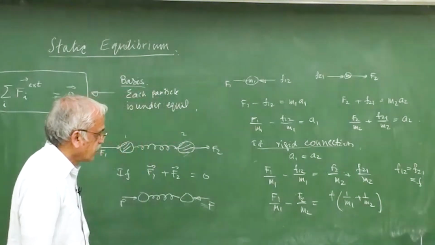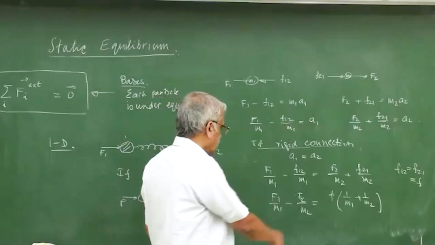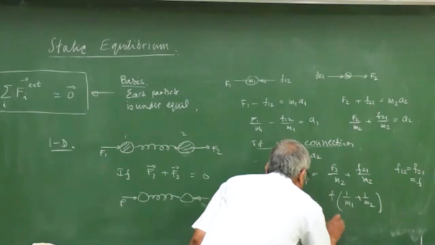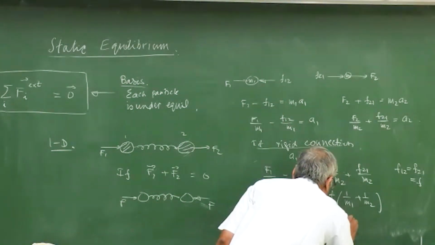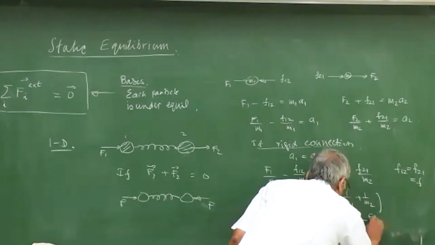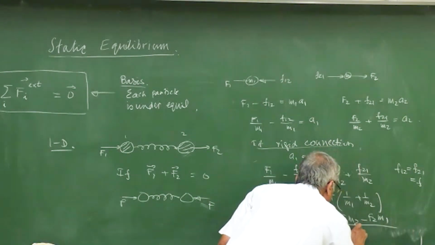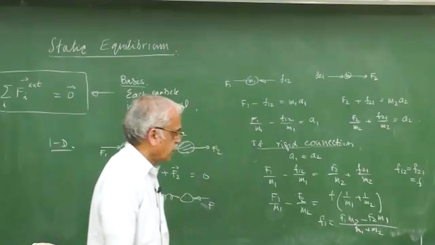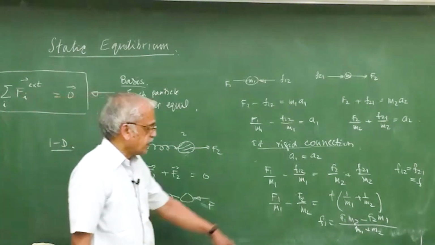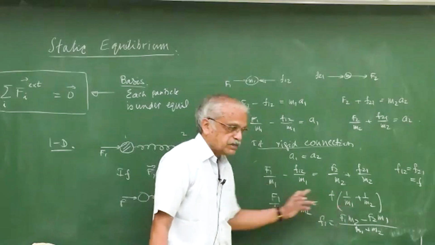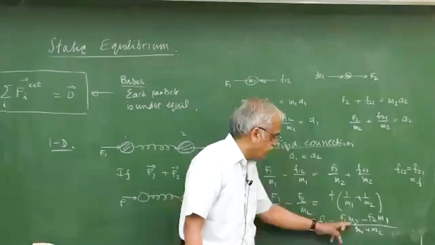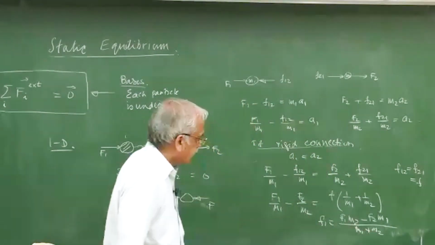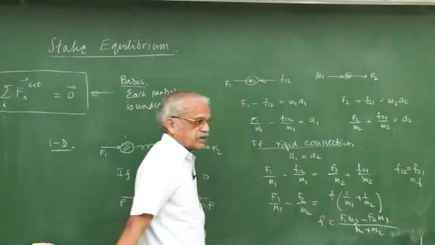What will be F? So F I can calculate as, F1 M2 minus F2 M1, divided by M1 plus M2. So I just calculated what F would be. I just multiplied by M1 M2 and I got F1 M2 minus F2 M1 divided by M1 plus M2. So what will be F then?